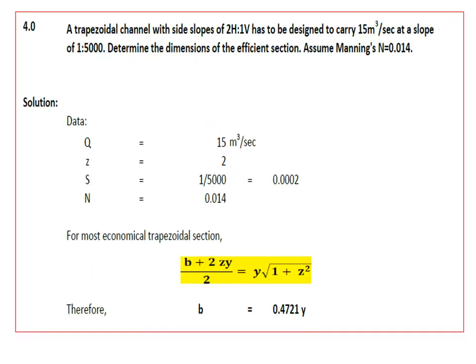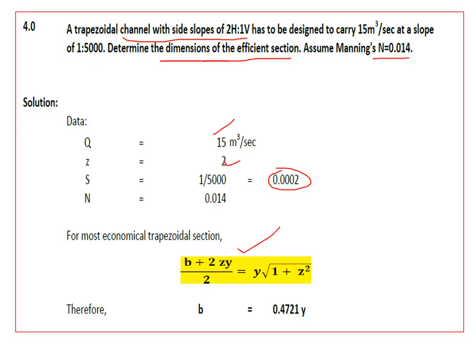Taking the next section here, a trapezoidal channel of side slope 2 horizontal. Therefore z is H by V, so 2 by 1, so z is 2. It is designed to carry 15 meter cube per second, and the slope is given as 1 is to 5000. You have to determine the dimensions of the efficient section, that is, b and y have to be determined. Manning's n is given. Now the first step is (b plus 2zy) by 2 should be equal to y into root of 1 plus z square.